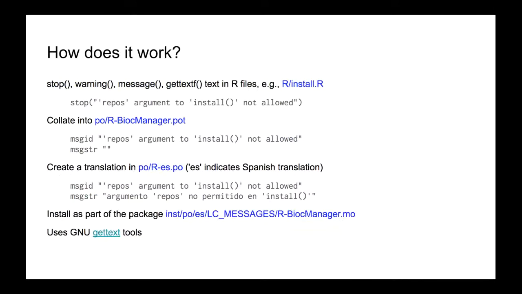So it turns out that it's pretty straightforward to do. You've probably written stop, warning, and message calls, and then maybe not gettextf, but maybe sprintf, the C-style sprintf. In R files, like in BiocManager, there's a file called install.R, and it says approximately stop("repo argument to install not allowed").